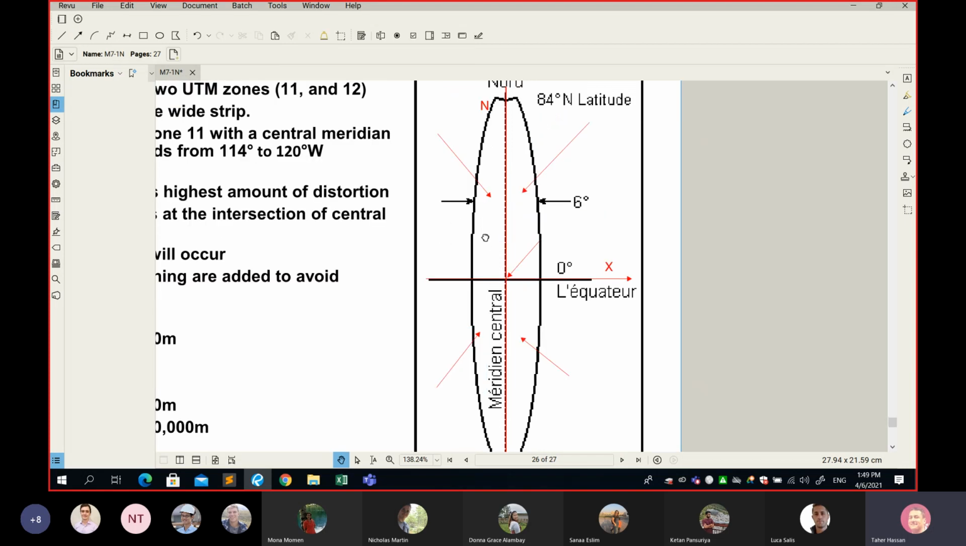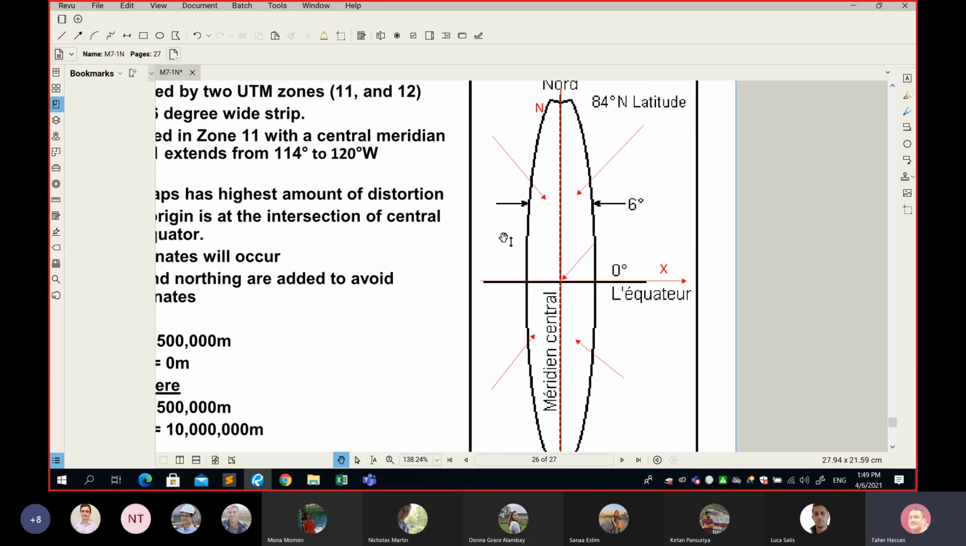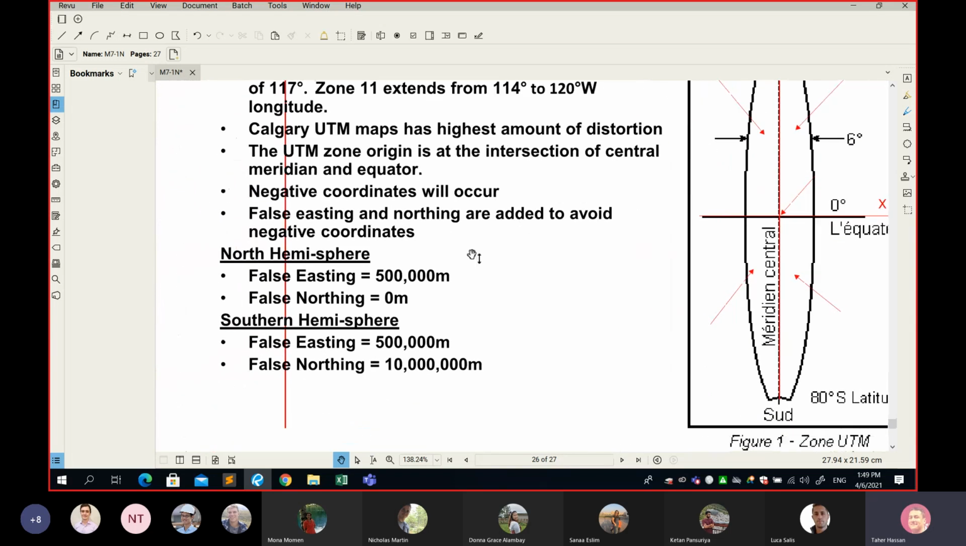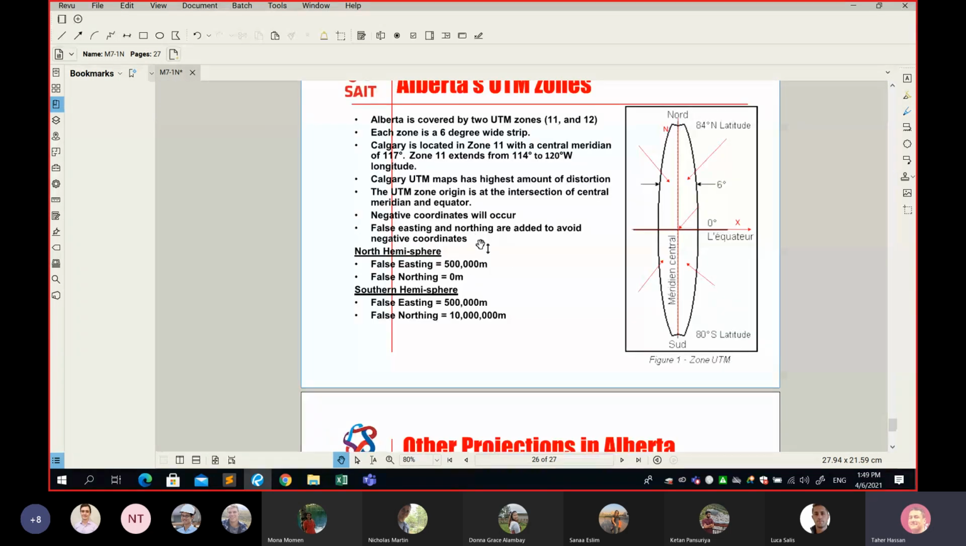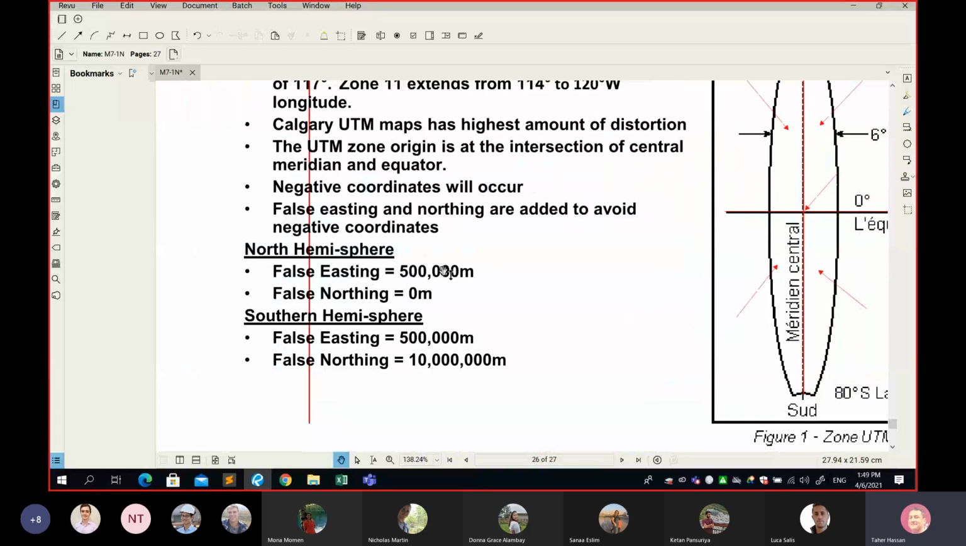And that's why people found a simple solution. If you add a number which shifts everything, you simply get rid of negative values. This number is called false easting and false northing. And here we go. Look at the numbers. I'm going to start with the North Hemisphere.